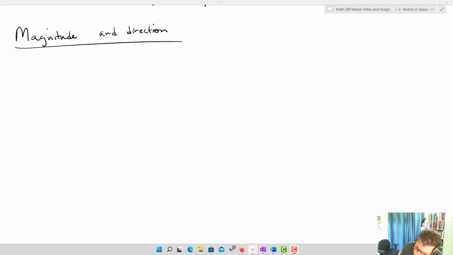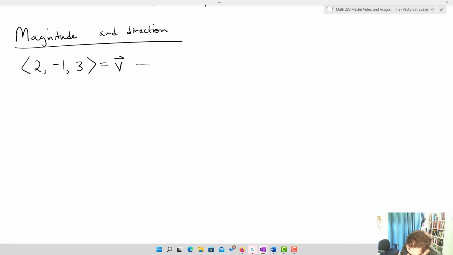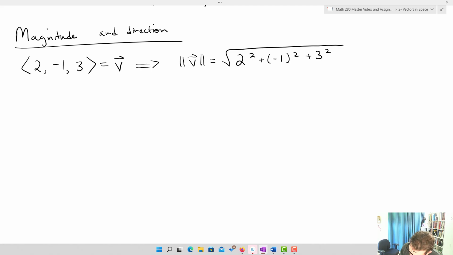So let's say, for example, I've got <2, -1, 3>, and that's v. What do I want to know? I want to know the magnitude of v. So the magnitude of v is going to be the square root, using that distance formula, of 2 squared plus negative 1 squared plus 3 squared, which is the square root of 4 plus 1 plus 9, which is root 14. There it is. So the magnitude of that vector is root 14. Square the x component, square the y component, square the z component.